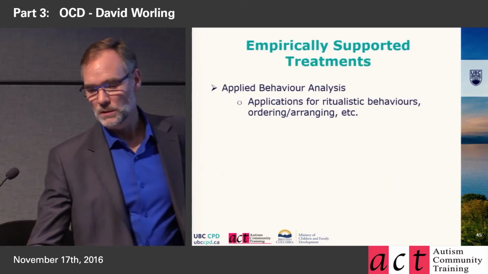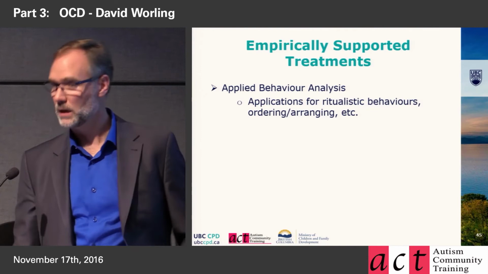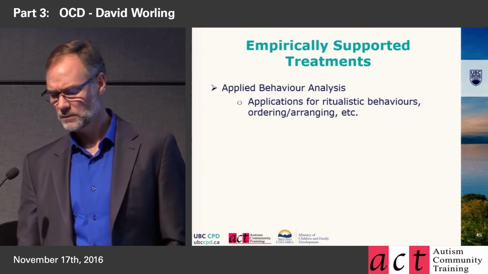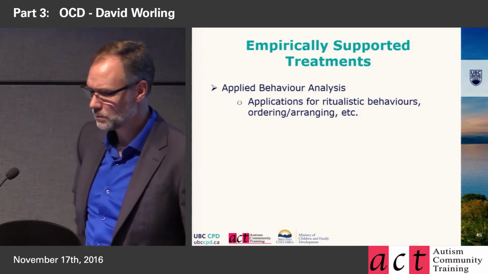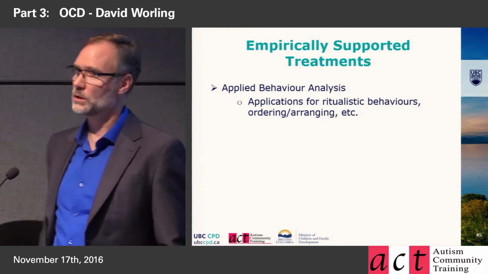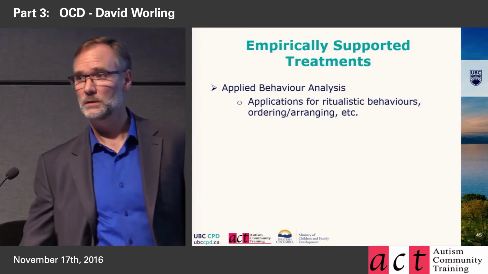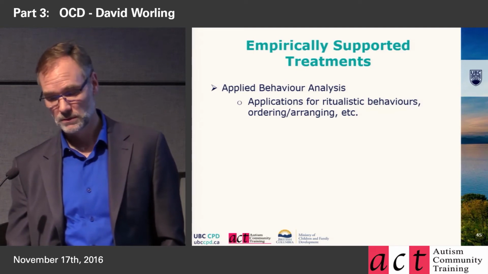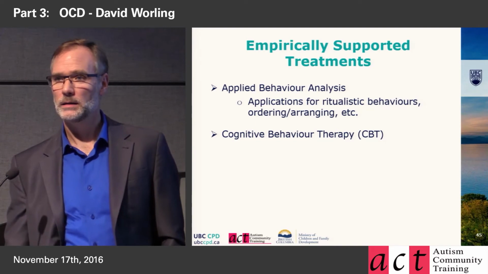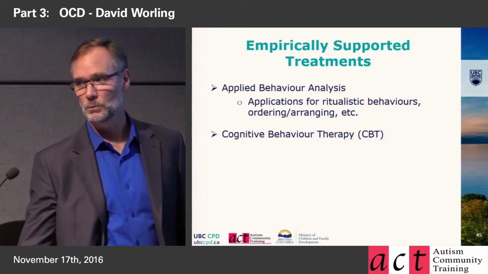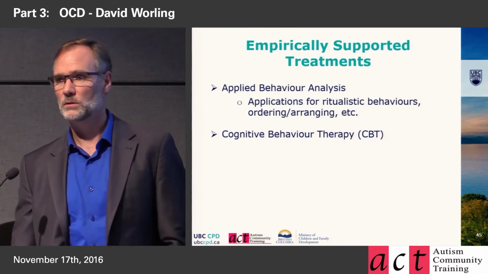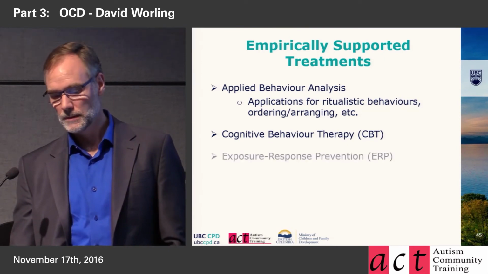For the empirically supported treatments out there, we would look at applied behavior analysis. This is the big B that was talked about earlier, looking at what people would say are more behavioral kinds of aspects, so things like ritualistic behaviors, ordering, arranging. Applied behavior analysis is quite useful, and the literature is quite replete with lots of good examples of that. Cognitive behavioral therapy, which was covered for me, thank you, is singularly the best researched and clearly the most specific in terms of working with children and adults with OCD.